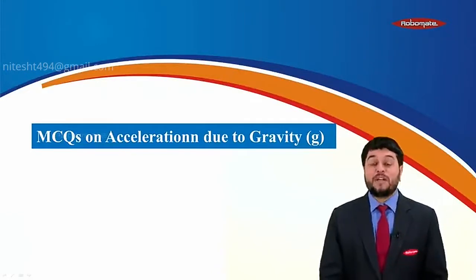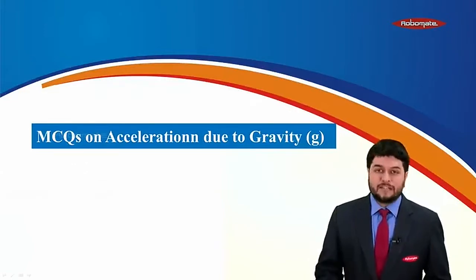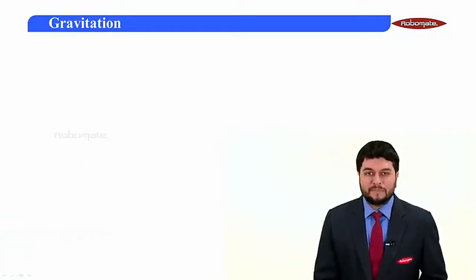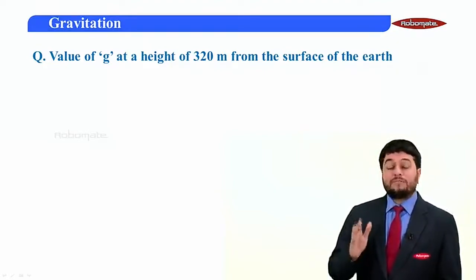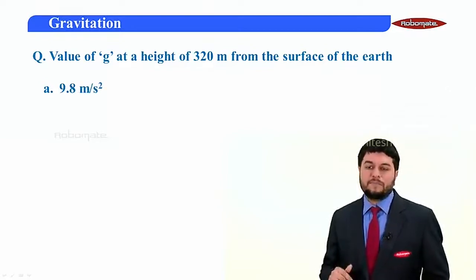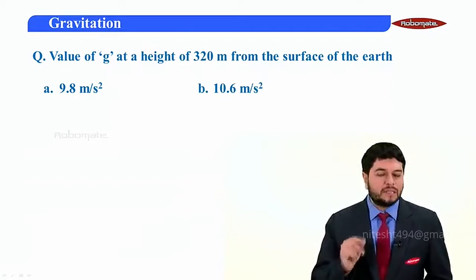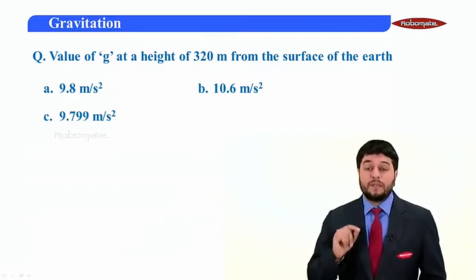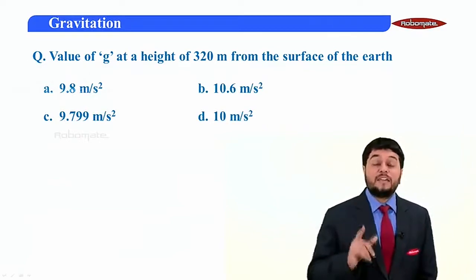Let's continue with some more MCQs on acceleration due to gravity, and in this case typically acceleration due to gravity at a height. Next question. Value of g at a height of 320 meter from the surface of the earth is 9.8 meter per second square, 10.6 meter per second square, 9.799 meter per second square, or is it 10 meter per second square?